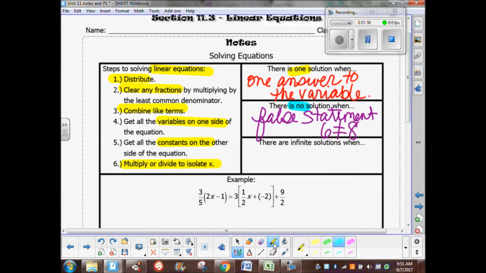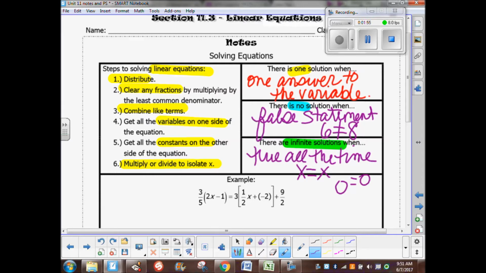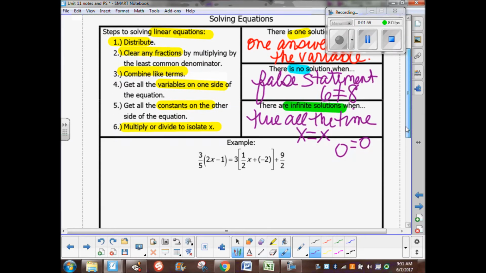And the other case that you could come across is there are infinite solutions, and that's true all the time. X equals X. 0 equals 0. That would be infinite solutions.